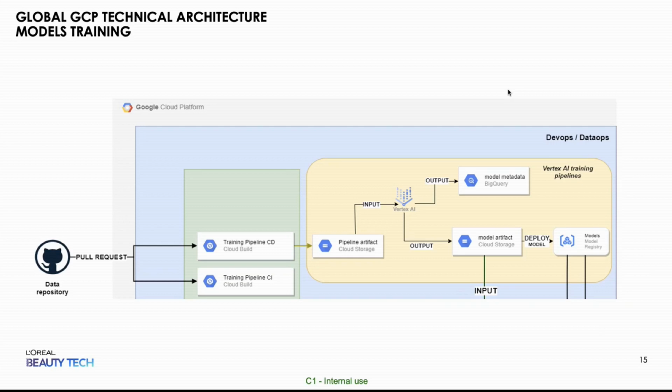So we have the Cloud Build triggers. Whenever you push something to your repo, it will build and package a new pipeline artifact that will be deployed on Vertex AI, and it will run the training either manually, automatically, or with a schedule. It will use some input and output data from BigQuery, and then it will deploy the model once it's trained to Google Cloud Storage and also to the model registry.